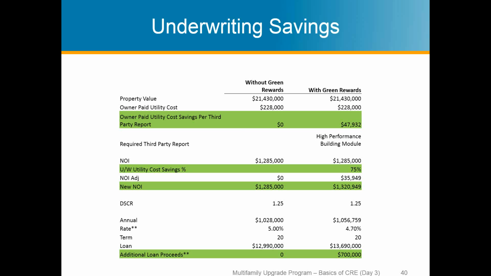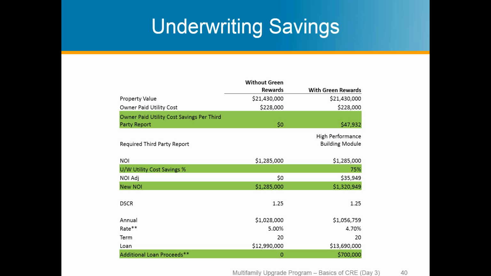All this is saying is that you get to underwrite a portion of your identified savings, which is a nice feature as well. Without the green rewards, you can basically only borrow $12.99 million. With the green rewards and about $47,000 of identified energy savings, you get to underwrite 75% of that to your NOI. Based upon that, you get to borrow an additional $700,000. So it allows you to borrow more.